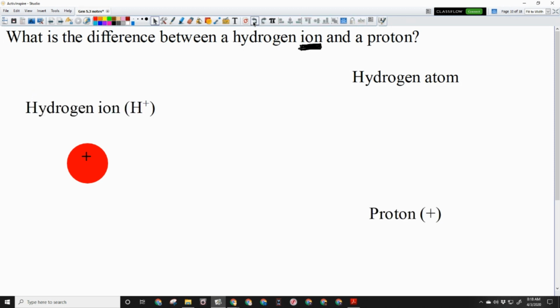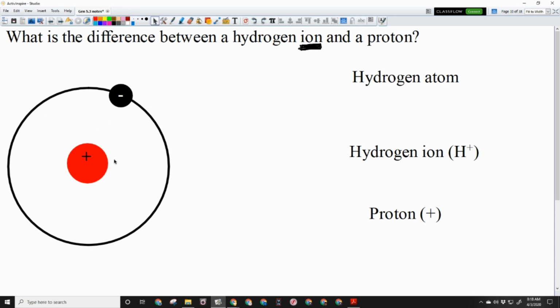Okay, so let me get there you go. The electron's back. This is your hydrogen atom.